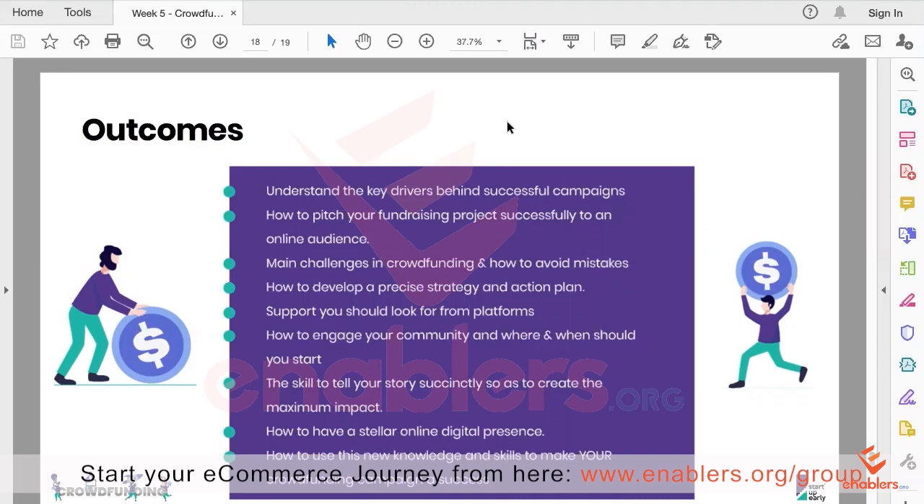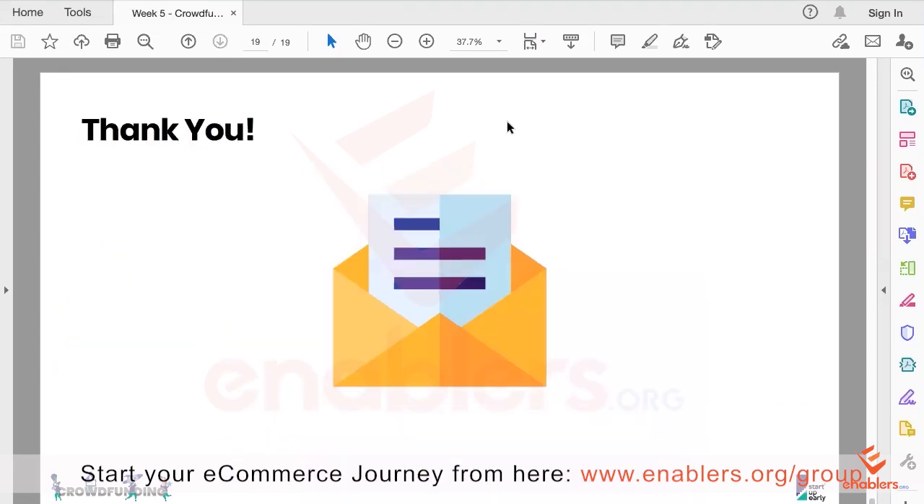We also want to see as many Pakistani startups using this platform as possible. So hopefully this workshop was a great learning experience for you. Hopefully you know about crowdfunding more than you did 6 weeks ago, and at some point you will also hopefully launch your campaign and succeed in it.